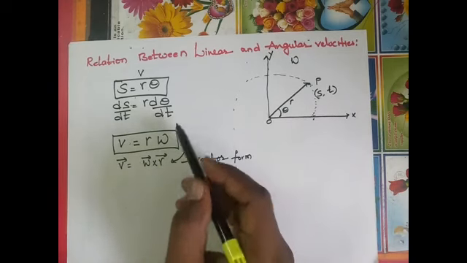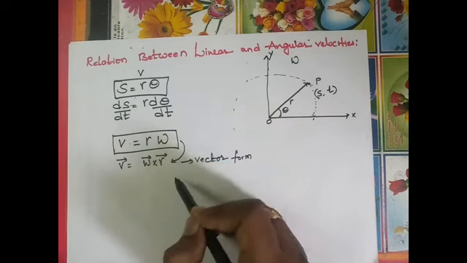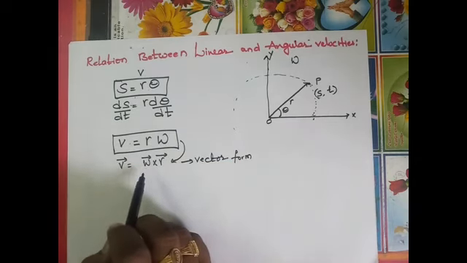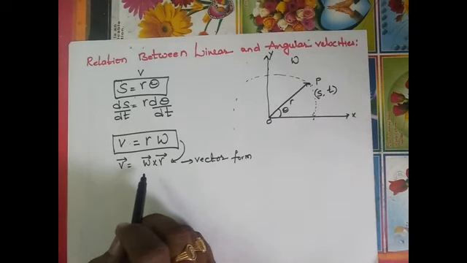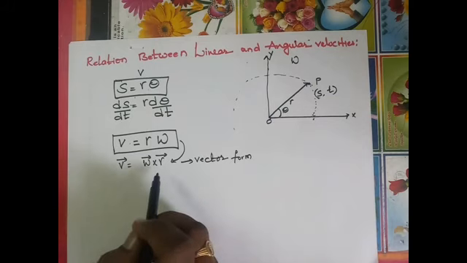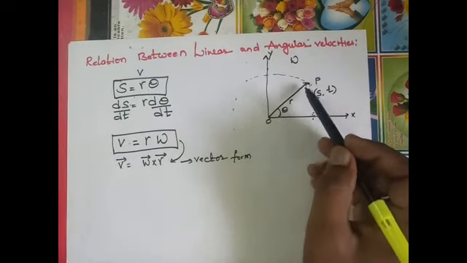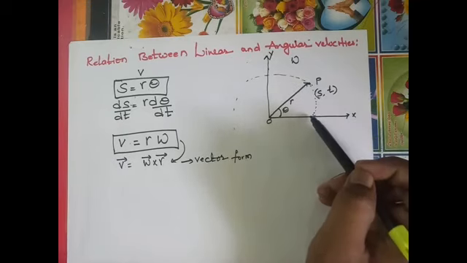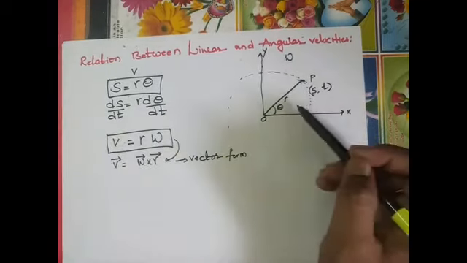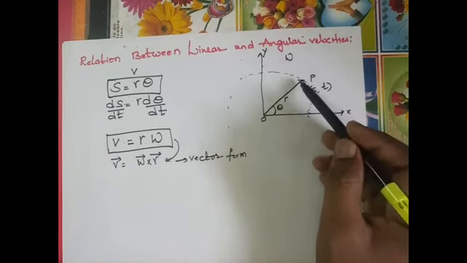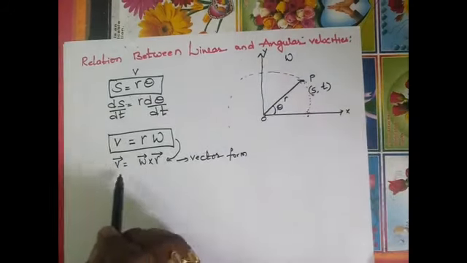Now how can we write the vector form of this equation? V bar is equal to omega bar cross r bar. Here the linear velocity of every particle in the rigid body is the product of angular velocity and the perpendicular distance r bar. So this is our required equation.